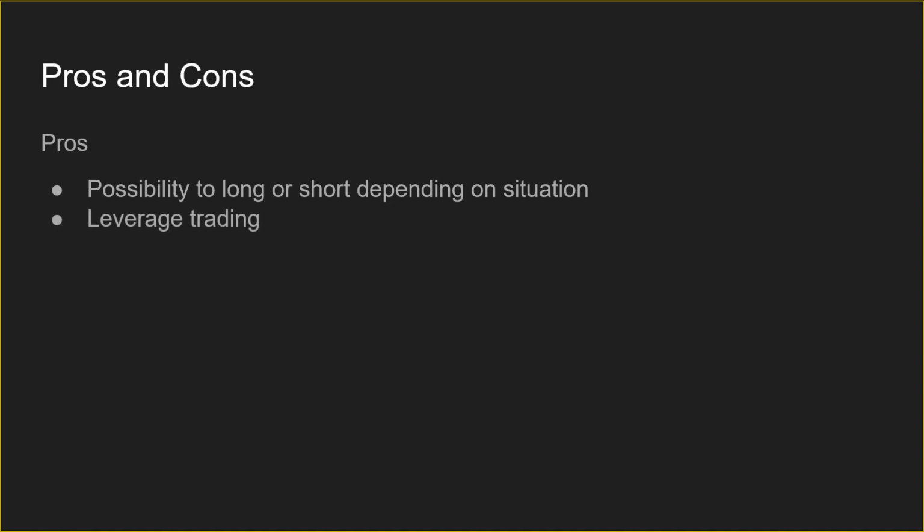Pros and cons. Pros include the possibility to long or short depending on the situation. You can capitalize on both movements of the market. You have access to leverage trading. You have access to borrow funds to open up greater positions. And you can also hedge in a variety of ways. Let's say if you own Bitcoin, you can open up a short position and capitalize if the price of Bitcoin goes down. And if the price of Bitcoin goes up, you still win because your long-term holdings will increase in value as well.